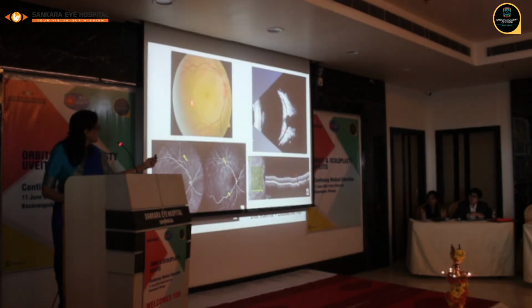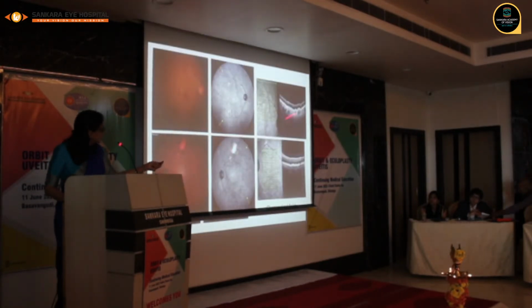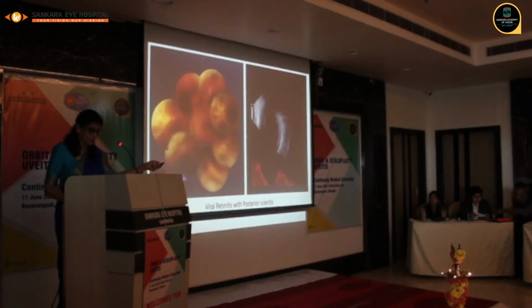You have disc edema, subretinal fluid. You will pick up the T sign on the B scan. You can see chorioretinal folds on your FFA and on the OCT. This is again another case, the same, with rheumatoid arthritis with chorioretinal folds.